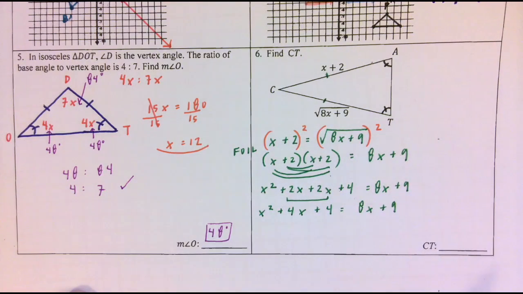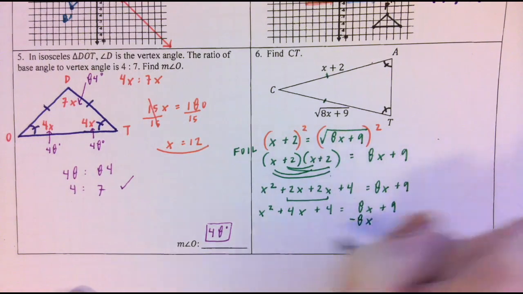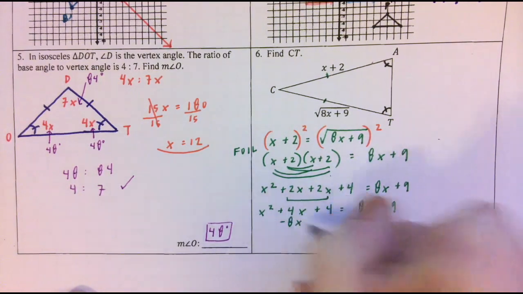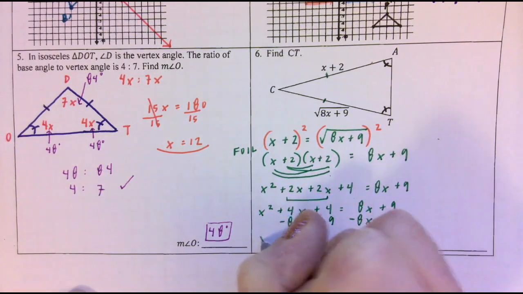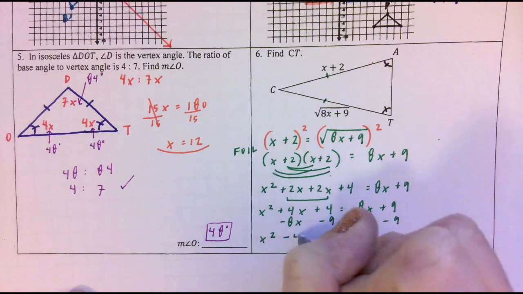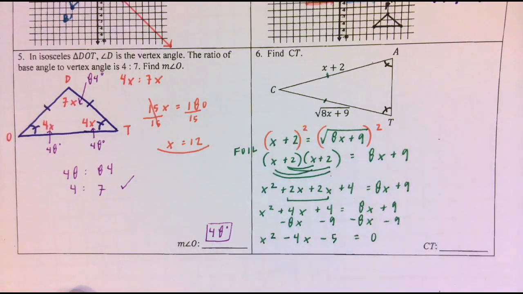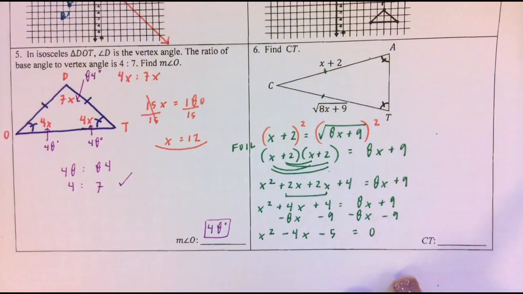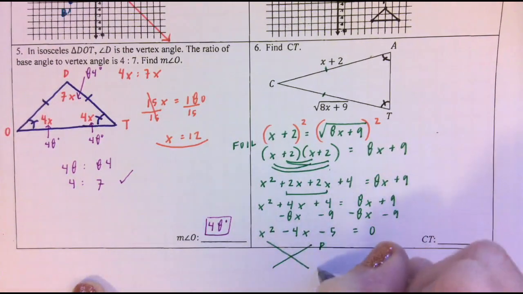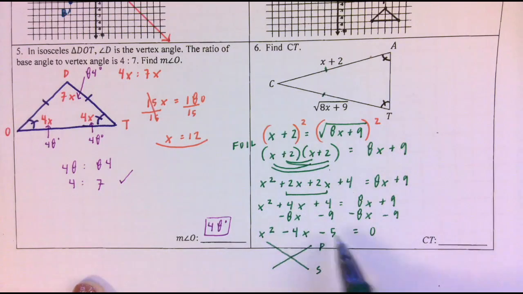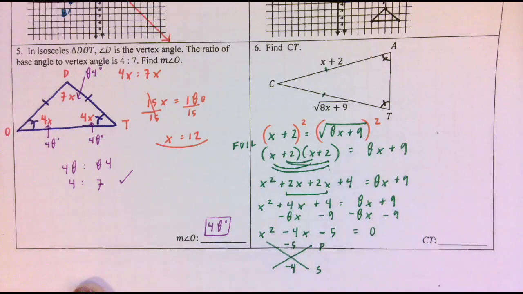Okay, again, I have a quadratic equation. I want to pull everything to one side, and then I want to factor. So I'm going to take away the 8x from both sides, and I'll go ahead and take away the 9 as well. So x squared minus 4x minus 5 equals 0. Okay, so now I want to factor this down. So I'm just visualizing my product and sum, right? 1 times negative 5. Product is negative 5, and the sum is negative 4.